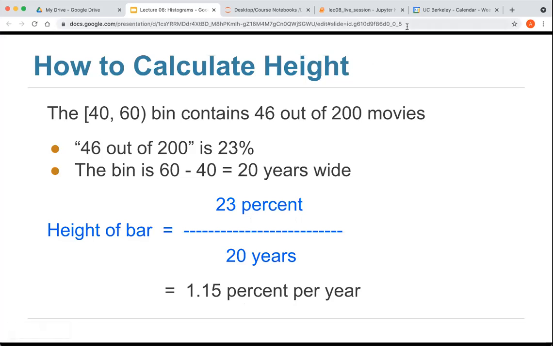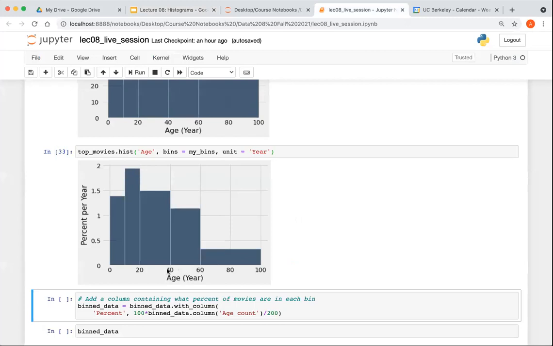Okay, let me just go back to my histogram. We were talking about the 40 to 60 bar. And that height we said was 1.15. That agrees with your picture here.